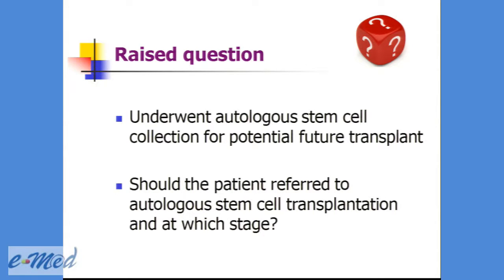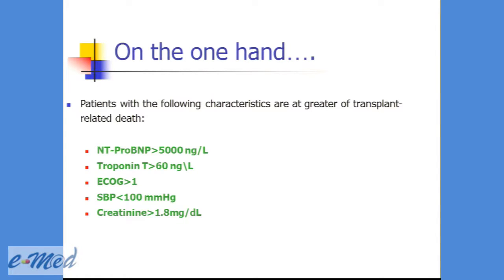And I want to bring only 2 slides about it. First, we know that patients with significant morbidities, mainly the heart, but not only the heart, have a very high transplant-related mortality, if they have elevated troponin or proBNP or low systolic blood pressure. So our patient fits in his presentation. This is why we didn't refer him for the transplantation.